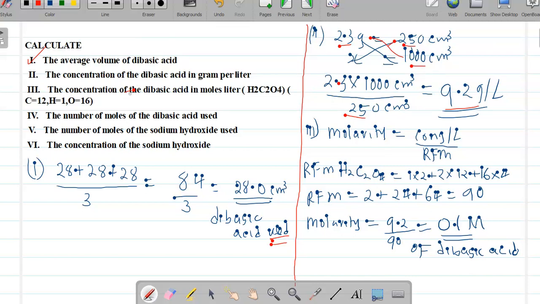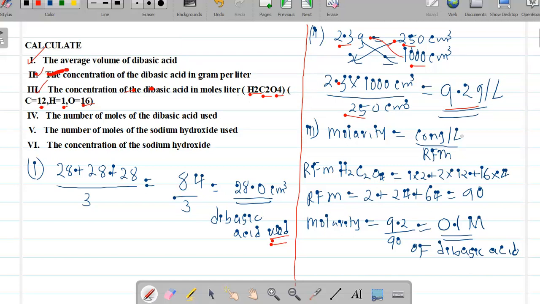Question Roman 3 is asking the concentration of the dibasic acid in moles per liter. In Roman 2, we understood the concentration of the dibasic acid: you equate the mass and the total volume, cross multiply with 1000, and you get 9.2 gram per liter. Now, the concentration of the dibasic acid in moles per liter. Given that H2C2O4 is the dibasic acid, where C is 12, H is 1, oxygen is 16.